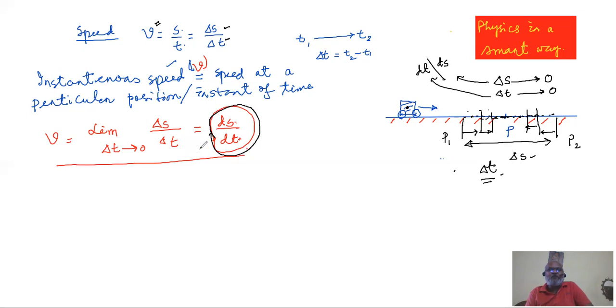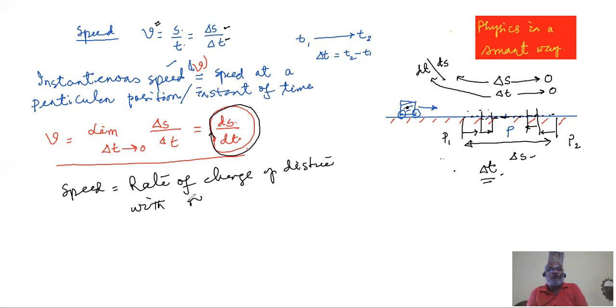Usually, you might have gone through this at your school level, the speed is referred to as rate of change of distance. We express it in a different way: rate of change of distance with respect to time.